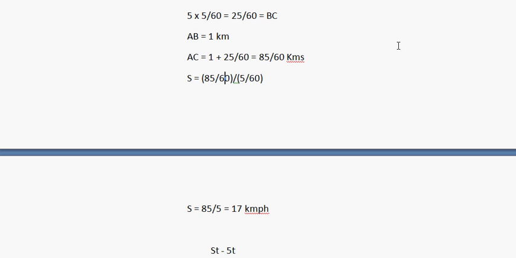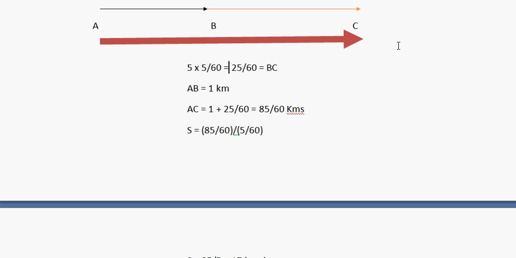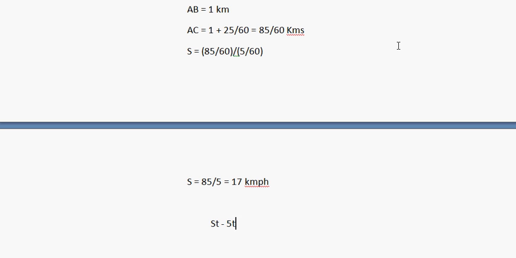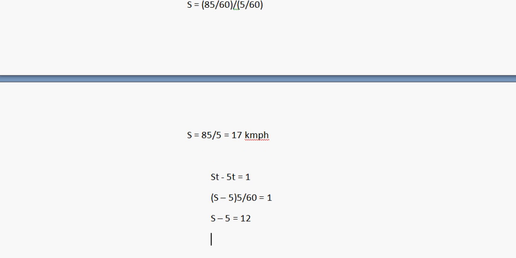But the initial distance between you and him is 1, right? So this has to be 1. So this is equal to 1, right? Which means s minus 5, we can take t common, into t, which is given to be 5 minutes. So (s minus 5) times 5 by 60 should be equal to 1, right? Which means s minus 5 is equal to 12, or s is equal to 17.